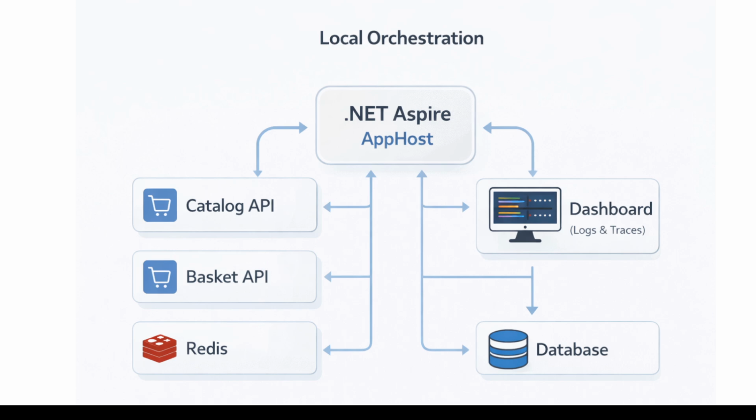.NET Aspire is a developer-first orchestration platform. It helps you run a distributed application locally with observability, service discovery, configuration, and orchestration already wired. Think of Aspire as a Kubernetes experience without Kubernetes complexity.